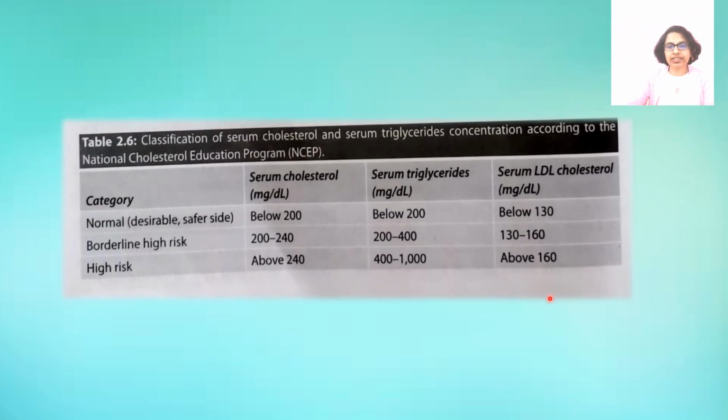So these are the normal ranges given by the references. Normal, desirable, safer serum cholesterol is below 200. Borderline high risk is 200 to 240 milligram per deciliter, and high risk is above 240.